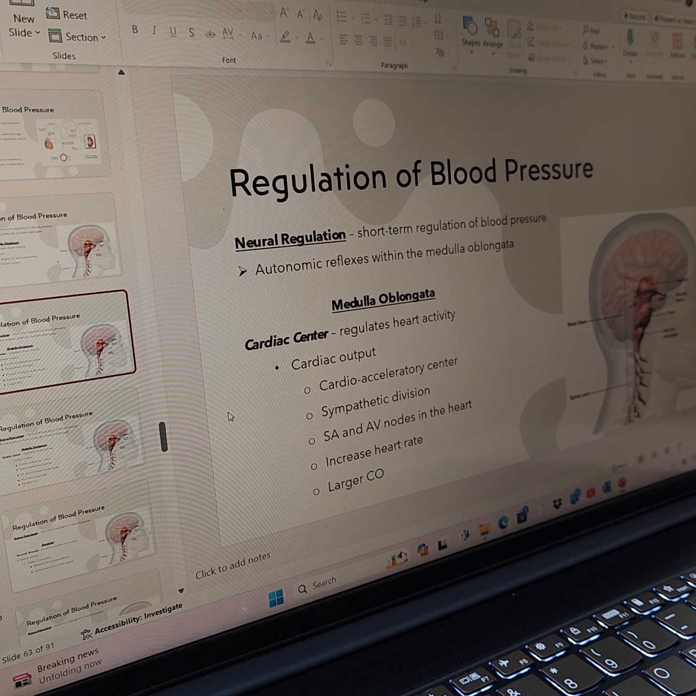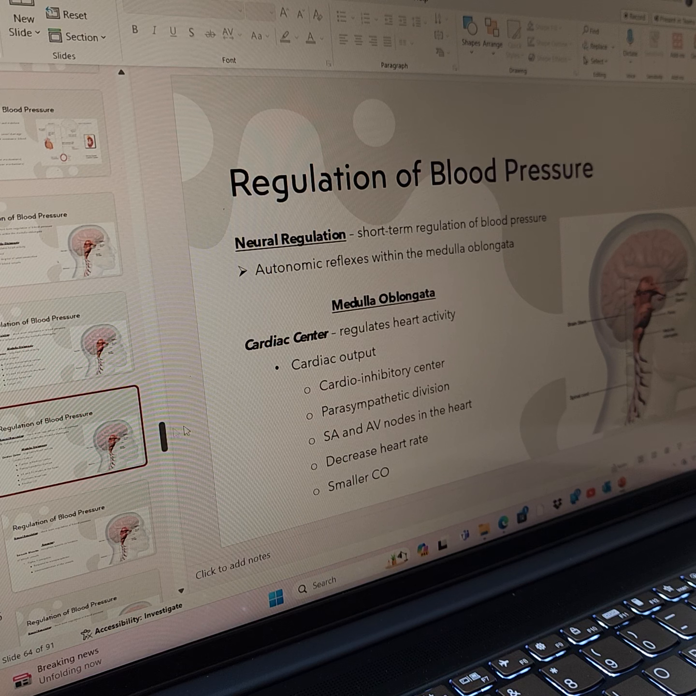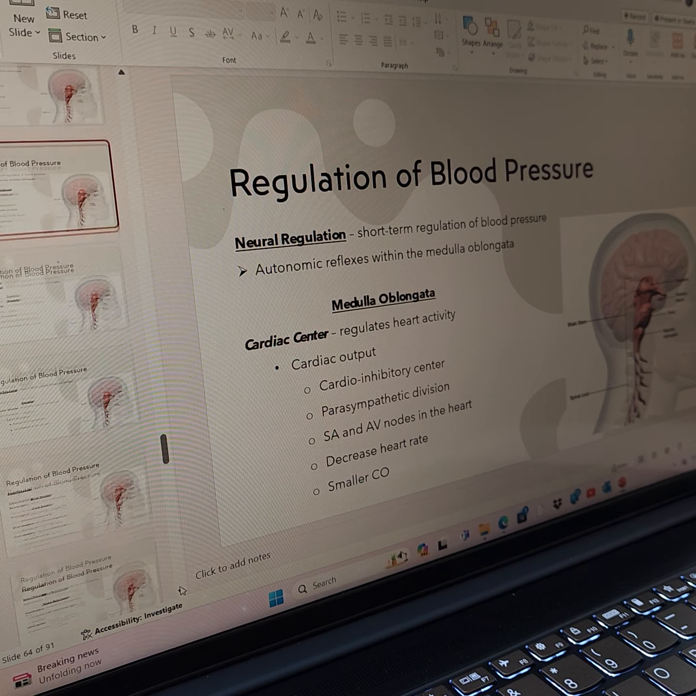The cardiac center is regulating the heart activity, so cardiac output. The cardioacceleratory center is the sympathetic division, communicating to the heart through the SA and AV nodes. It increases the heart rate, for a larger cardiac output. The cardioinhibitory center is the parasympathetic division, acting on the SA and AV nodes. This is to decrease heart rate and have a smaller cardiac output.